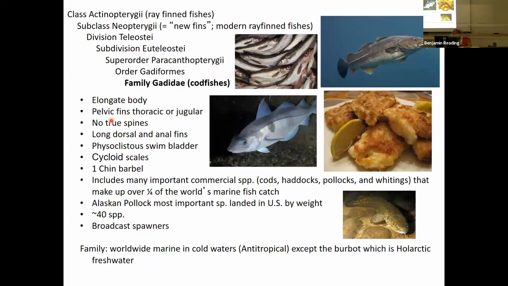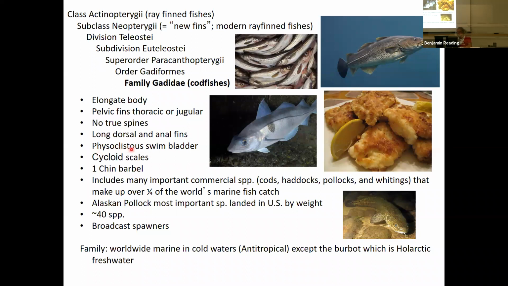Family Gadidae is the next one, and this one here I'm pretty sure everyone is familiar with. The codfish. So they have a very elongated body. You can sort of see this representative here, kind of an elongated body. Pelvic fins are here, again, very close to the head, what we call thoracic or jugular, and again, associated with that pectoral fin. No true spines. So these things do not have spines in the dorsal fins or the anal fin. The fins are actually very long. And in this case, 1, 2, 3. This family has 3 dorsal fins, which is kind of unique. You don't see that all that often.